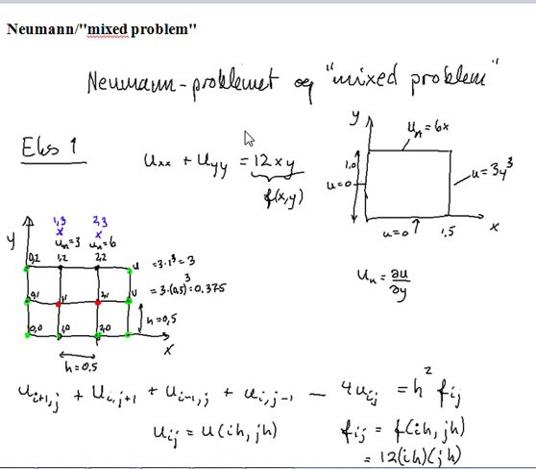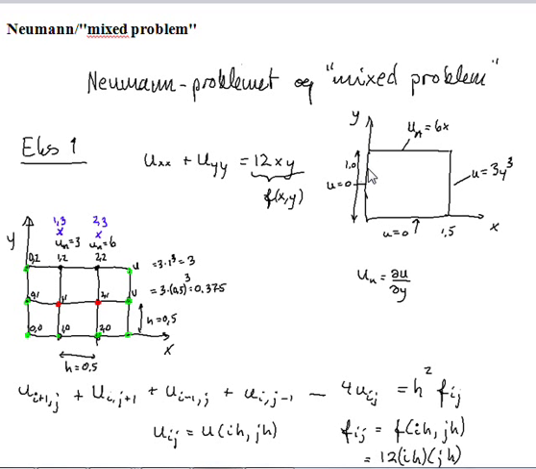Let us now consider the Neumann problem and the mixed problem. And let us illustrate by using this Poisson equation, u_xx plus u_yy equal to this function f(x,y), which in this case, for simplicity, we choose to be equal to 12xy.